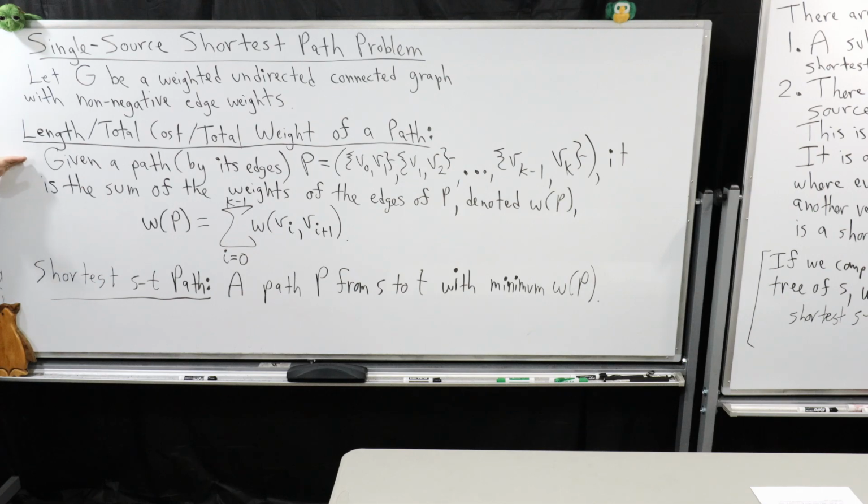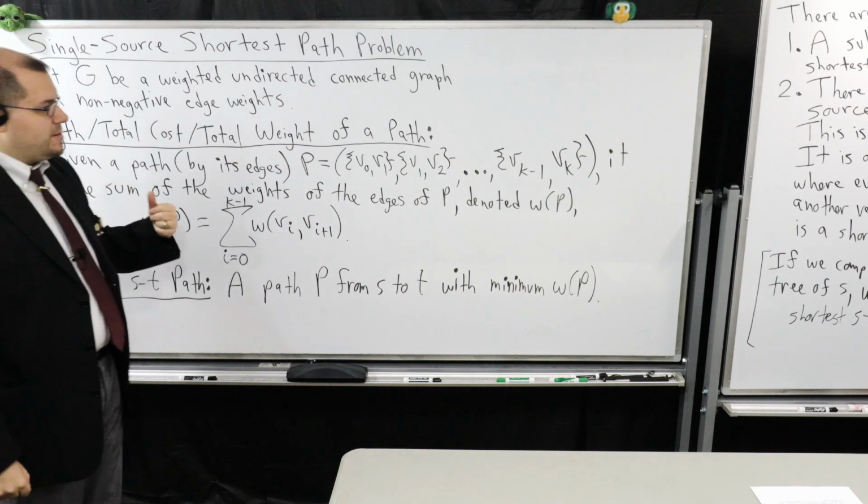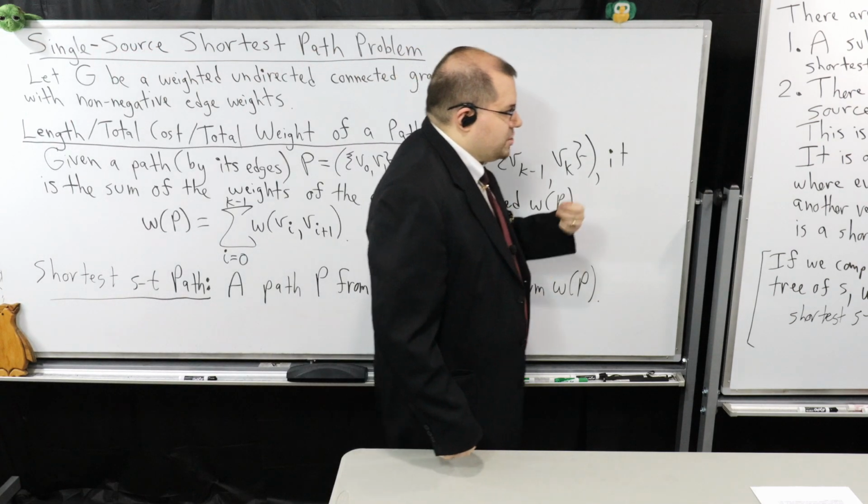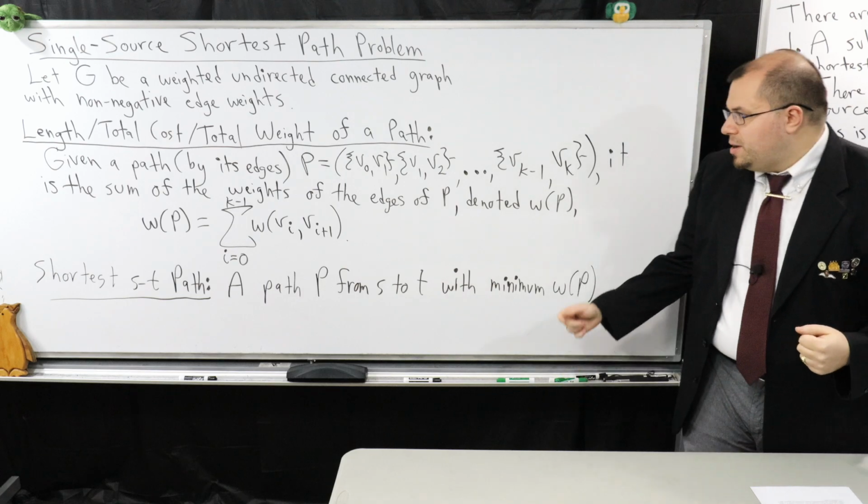So suppose I give you a path that's described by its edges. Now, keep in mind, you can also describe this in terms of its vertices. I just think it's a little easier to see when I describe it like this. So I'm going to have a path P, where its path is going to consist of vertices V0, V1, V2, V3, all the way up to Vk.